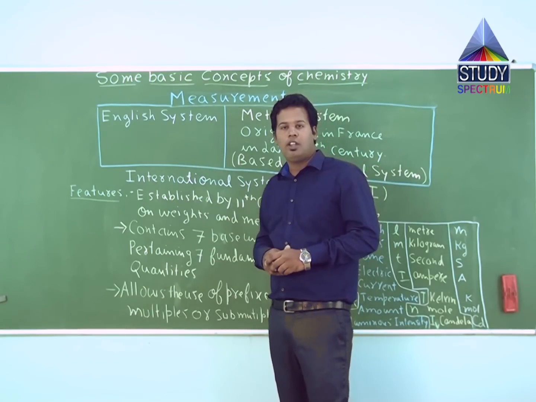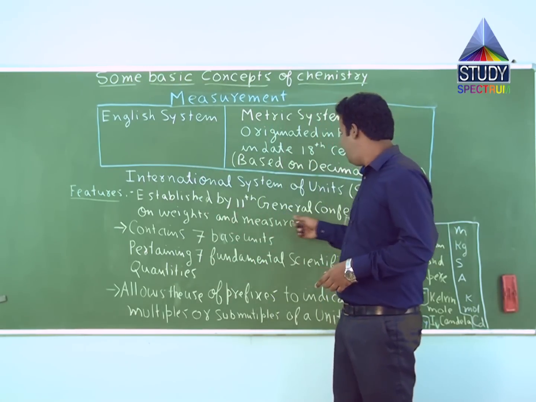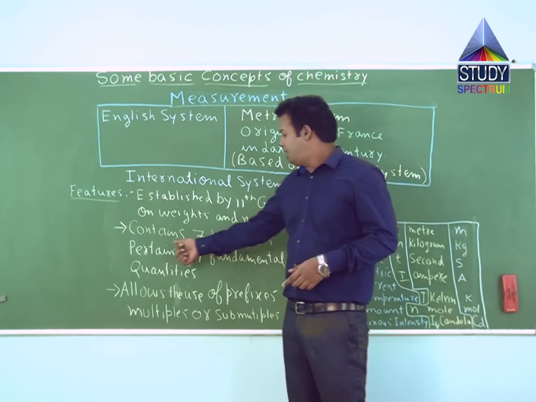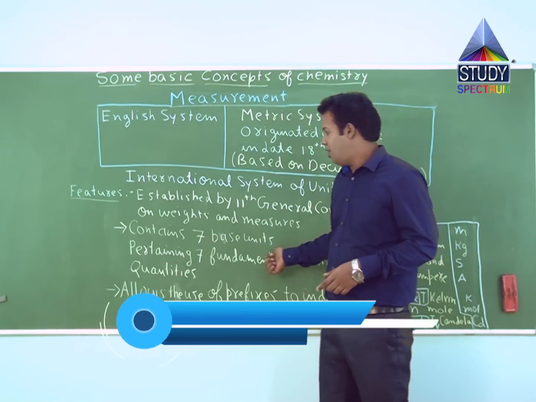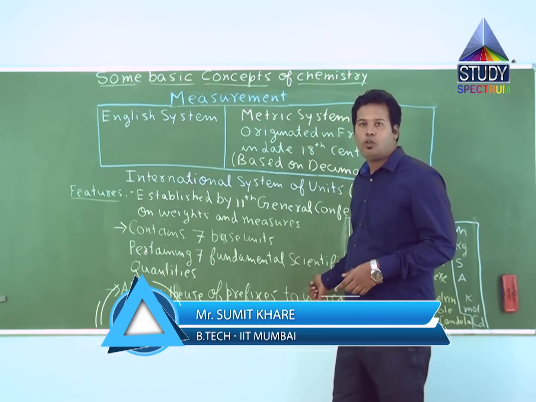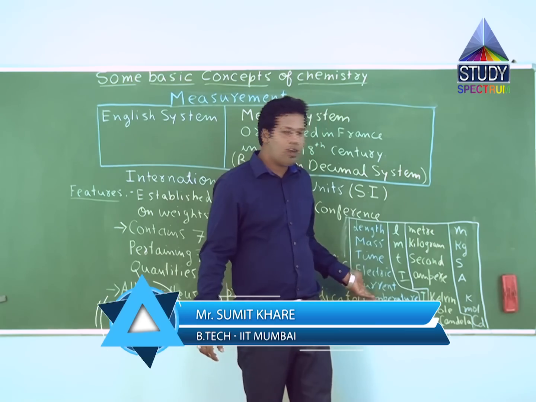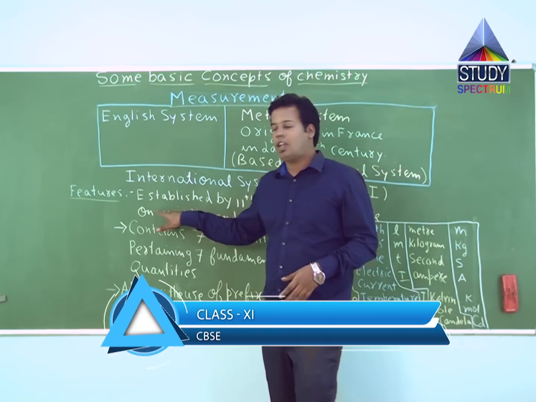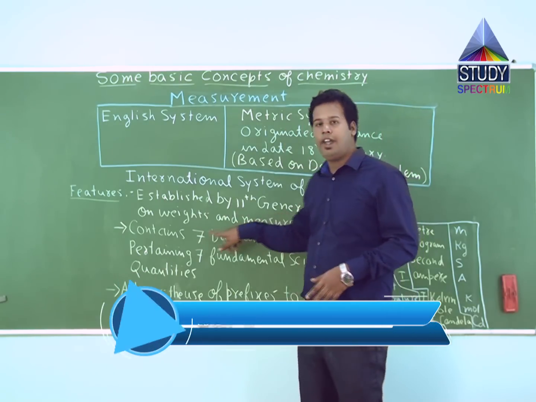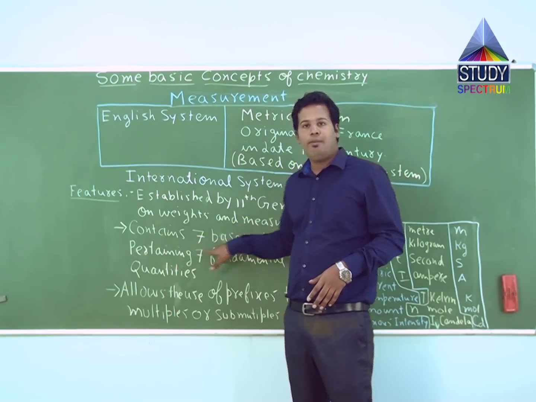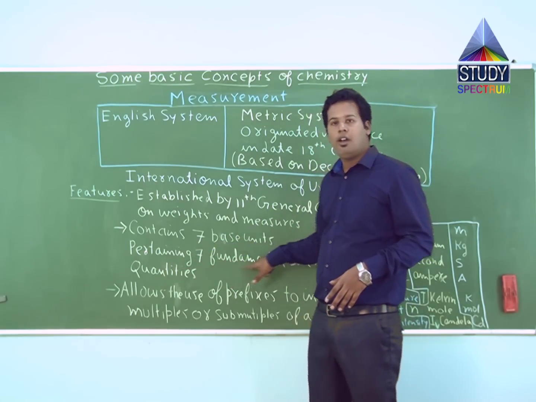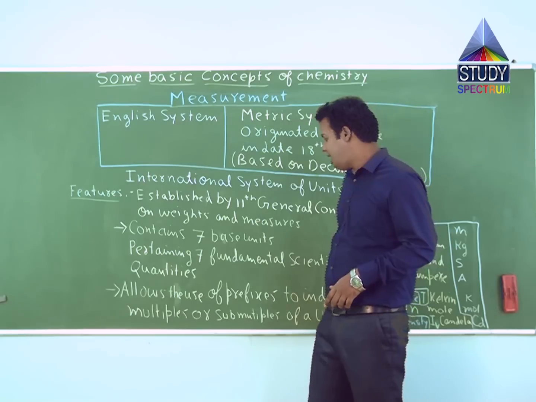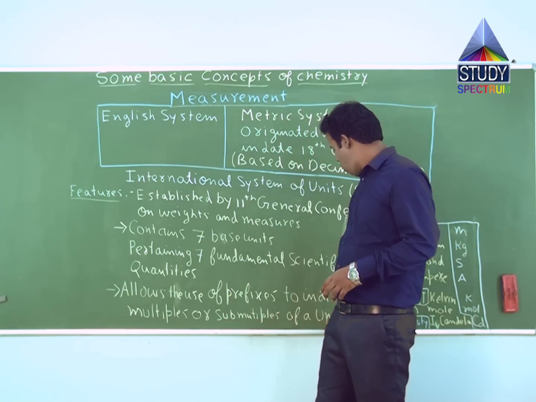Here are some features listed for this SI system. It was established by the 11th General Conference on Weights and Measures, correct, in the year 1960. It contains 7 base units pertaining to 7 fundamental scientific quantities. These scientific quantities I have listed over here in a tabular form, which I will explain once we finish the features of the SI system. It allows the use of prefixes to indicate multiples or submultiples of a unit.